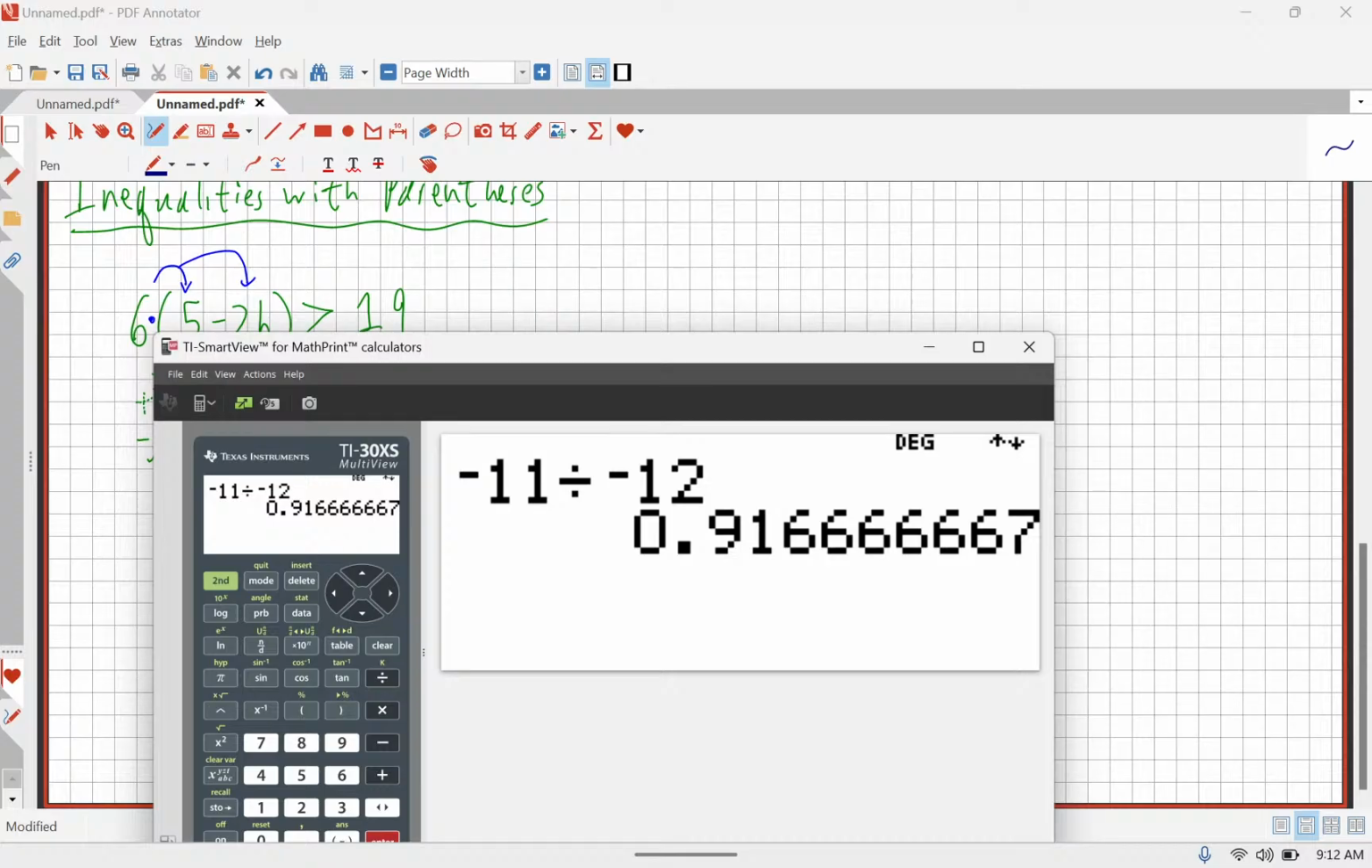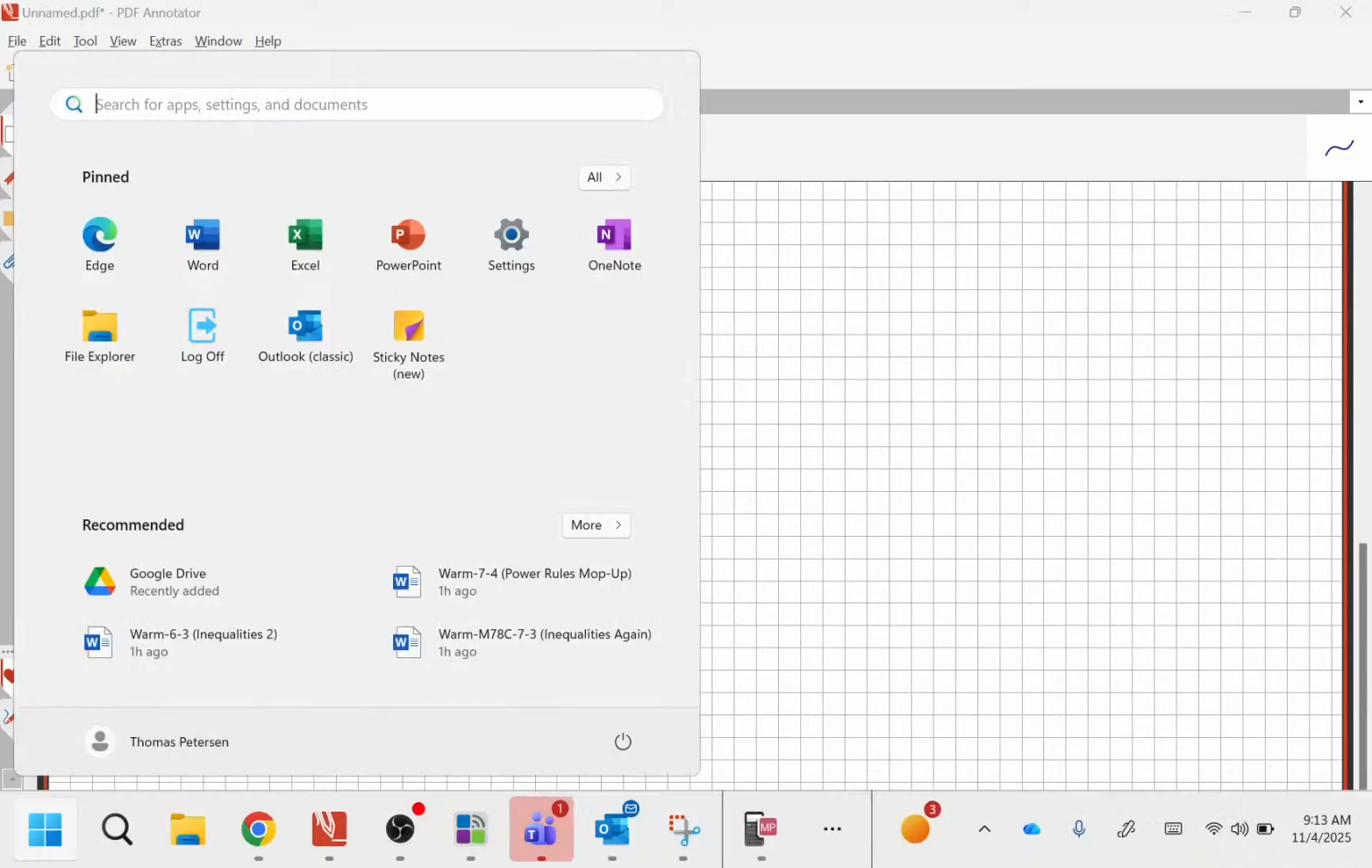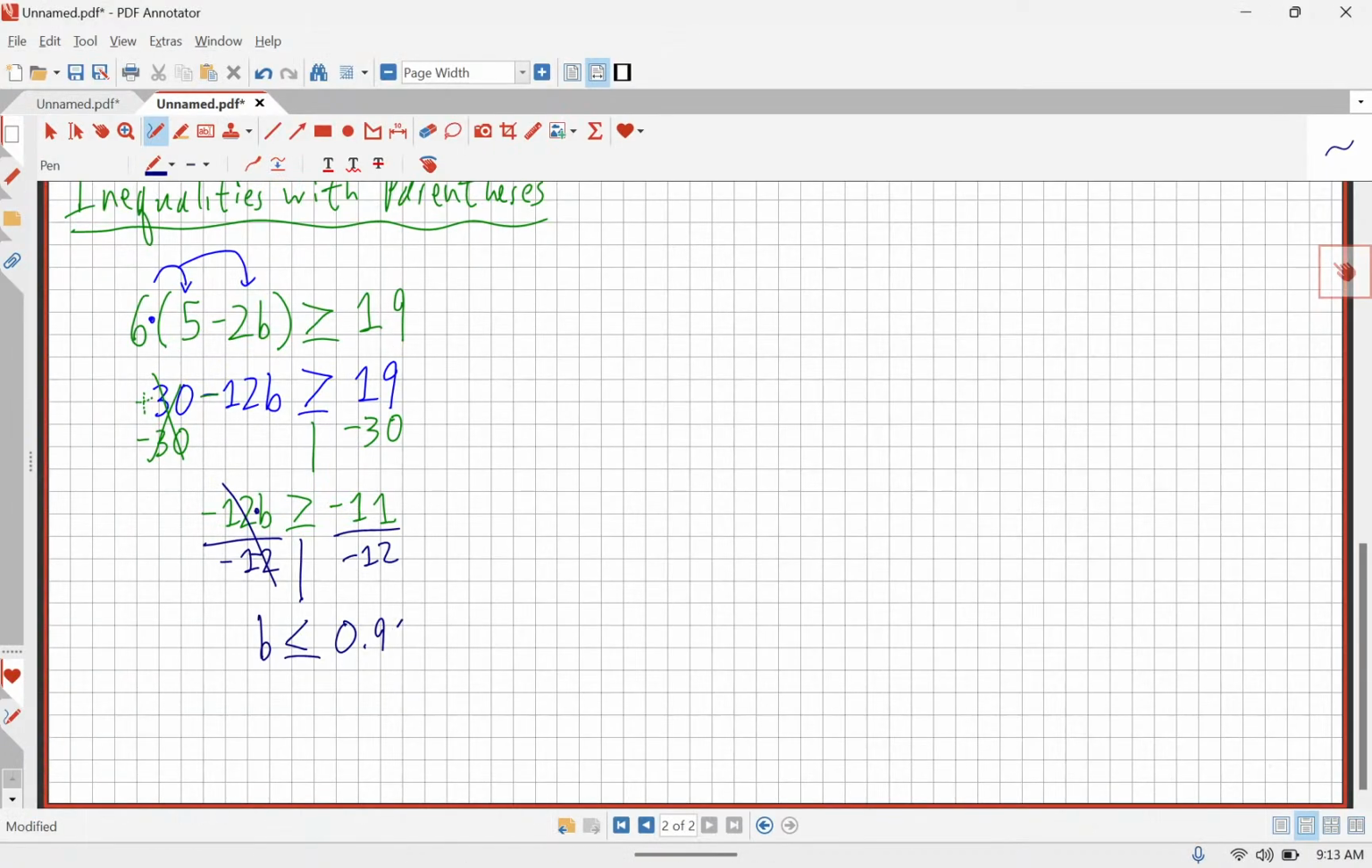Sure, Melissa. So 0.916 repeating. Now, really quick, crew, before I let you go, did we multiply or divide both sides by a negative on that last step, yes or no? Yes, we did. That means we have to flip the inequality. So b is less than or equal to 0.916 repeating.